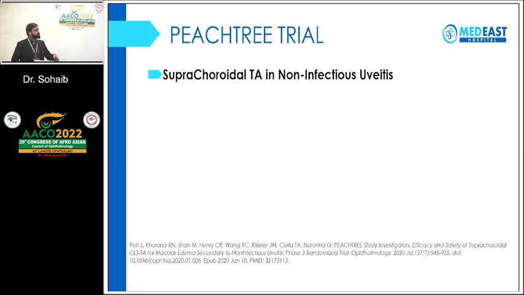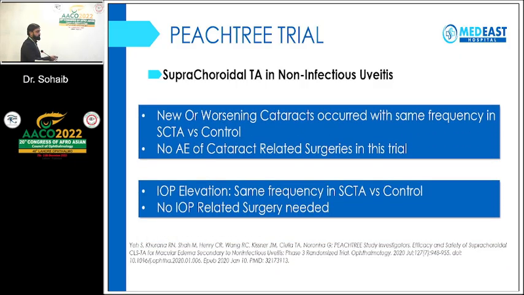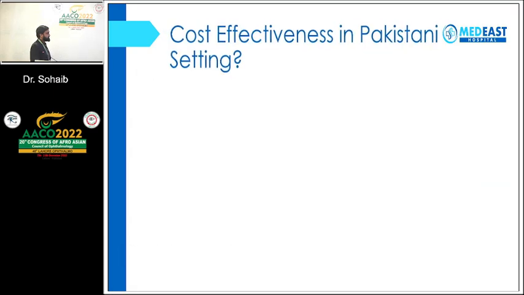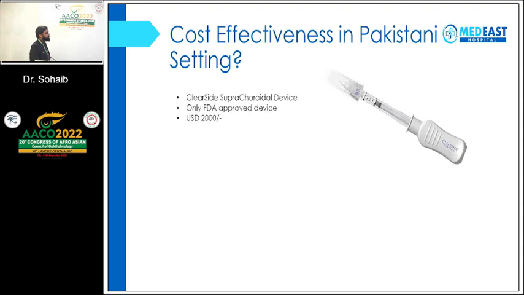So this PEACHTREE trial, the main trial for the suprachoroidal FDA device, was done on this study, and the data showed that there was no worsening cataract or raised IOP in patients who received suprachoroidal injection compared with the control group. So I think this is basically industry changing.